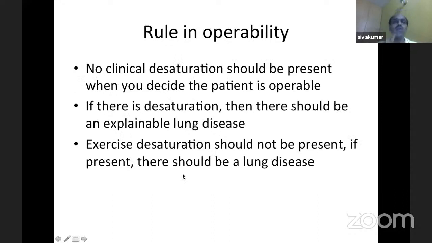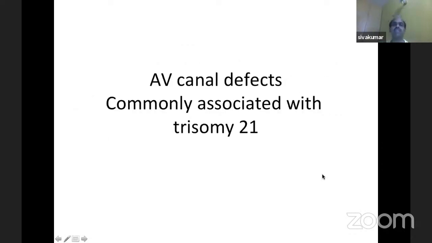The rule in operability is there should not be any clinical desaturation at all. And if there is a desaturation, there should be an explainable lung disease. Exercise desaturation should not be present unless there is a lung disease. So this should be the basic rule.